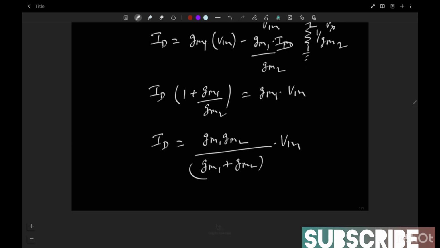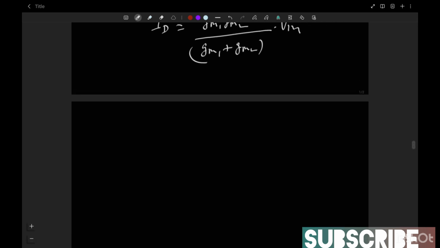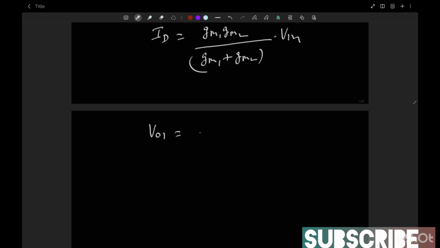So our small signal vo1 will be minus id times RD, and the sign will be negative, because whenever our gate voltage is going up, drain voltage will go down, and this is AC grounded. So this terminal is VDD minus ID RD. Now VDD is 0 because of AC ground, and this will become minus ID RD. So just put the value here.